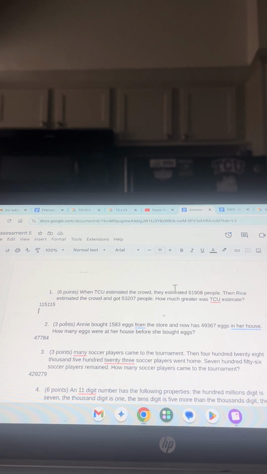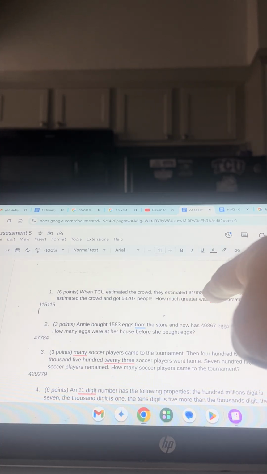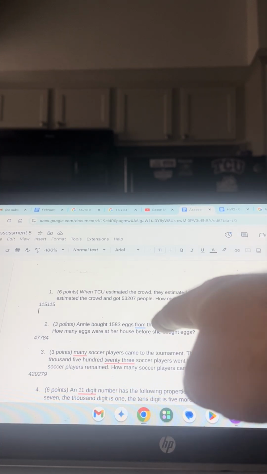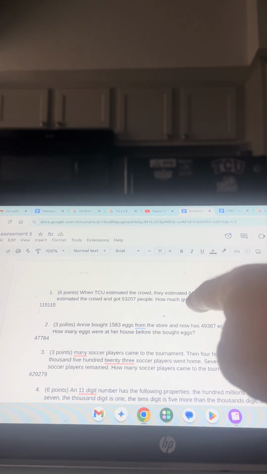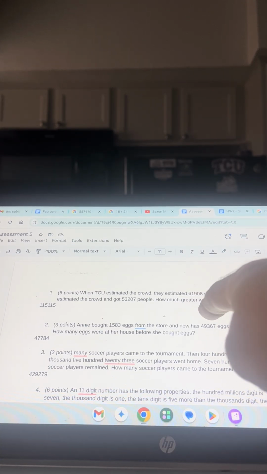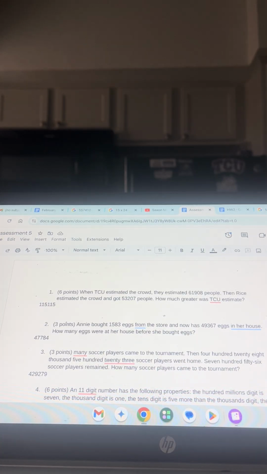So, TCU estimated the crowd. They estimated 61,908 people. Then Rice estimated the crowd and got 53,207 people. How much greater, in other words, how much more was TCU's estimate than Rice's estimate? Well, how much bigger is 61,908 than 53,207?